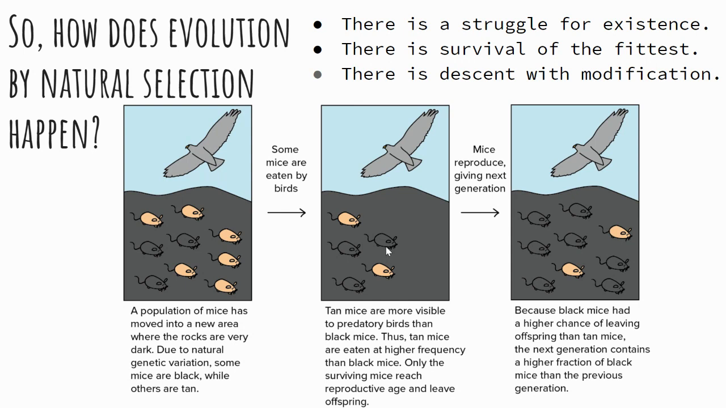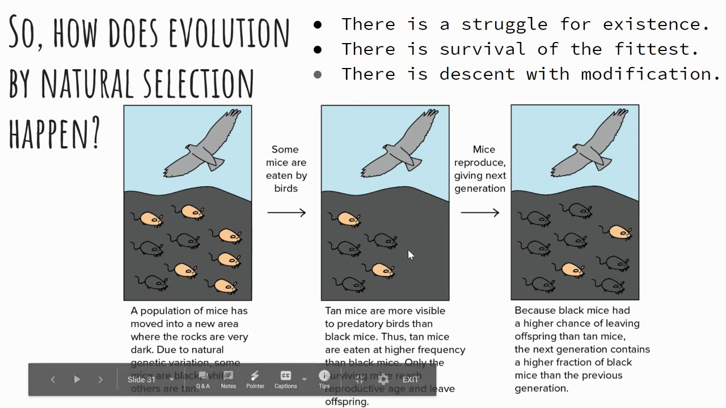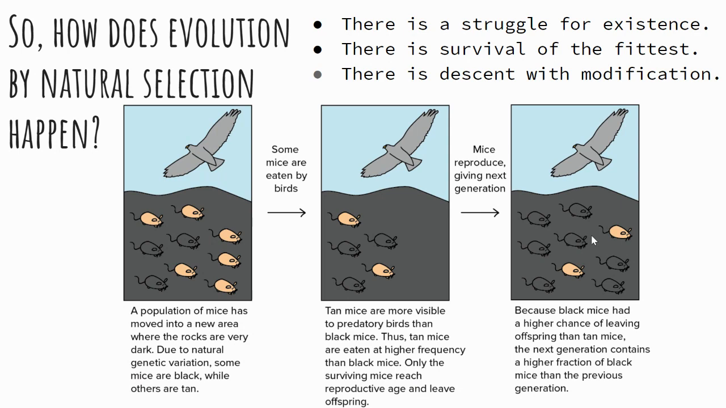And then over many generations, you would see a higher rate of gray mice than tan mice because the gray mice were the fittest ones. They were the ones who were able to survive and reproduce, and the tan ones were not. And so, over a long period of time, we would call that descent with modification because these mice are descendants of this original population of mice, but they are modified to be more likely to be gray because of the struggle to exist. Let's break these things down a little bit more.